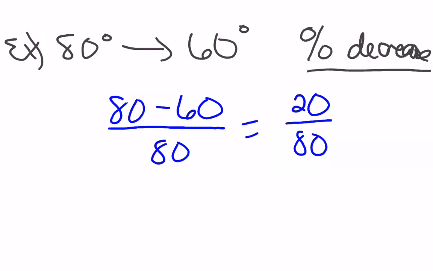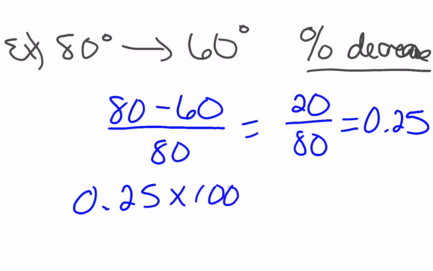Again, a calculator is totally fine in this case. So 20 divided by 80 gives us 0.25, and then we have to change that to a percent, so we multiply by 100. 0.25 times 100 is 25%. So when the temperature drops from 80 to 60 degrees, it's a 25% decrease in temperature.